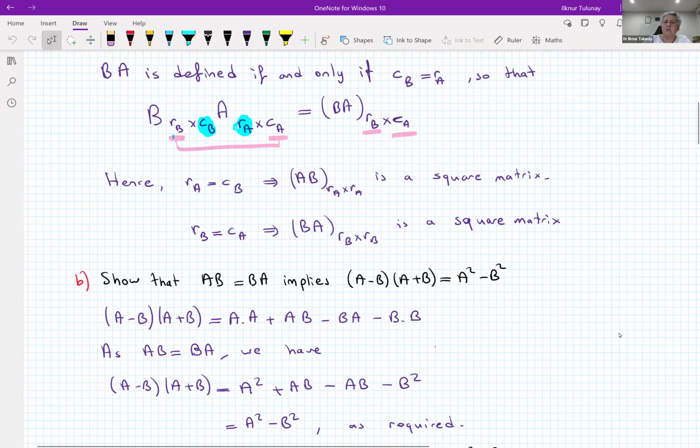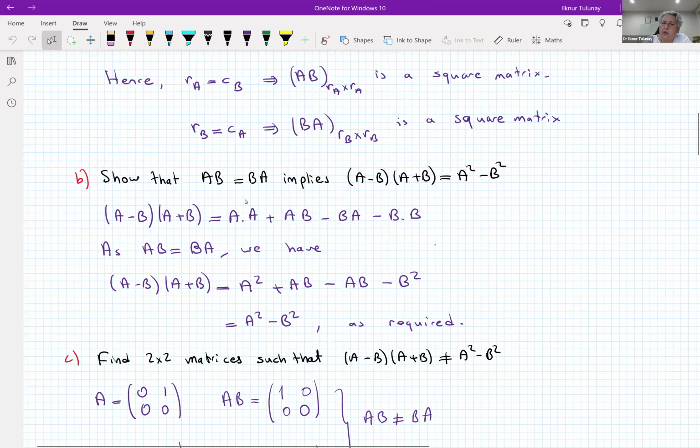Now let's prove the next claim. We assume that AB is equal to BA. Let's start from the left-hand side: (A minus B)(A plus B). We have the distributive law, so we get A times A plus A times B, minus B times A, minus B times B.